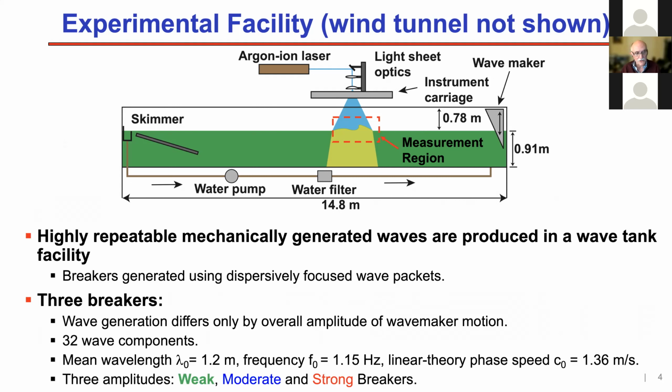The 3 amplitudes we call the weak, the moderate, and the strong breakers. And in the data and plots that you'll see later, the color coding tells you which it is. The green is the weakest and the red is the strongest.